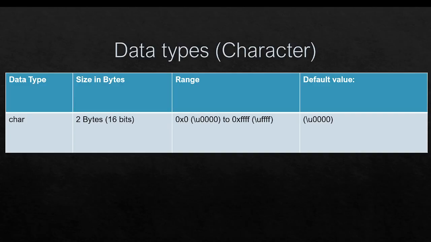Data type char is of 2 bytes, 16 bits. It uses Unicode characters, universal code. The default value is \u0000, for Unicode, and its range is \u0000 to \uFFFF.